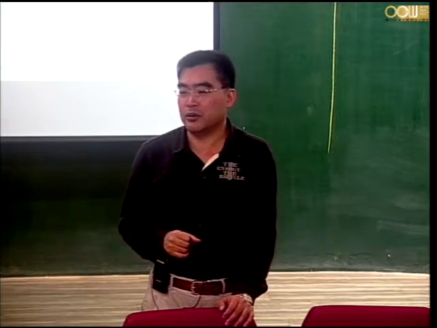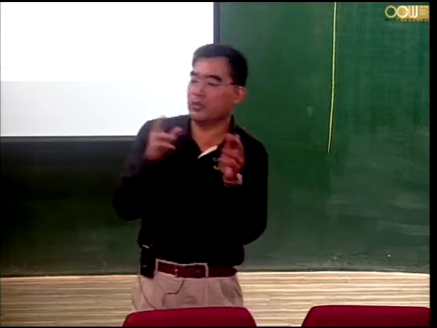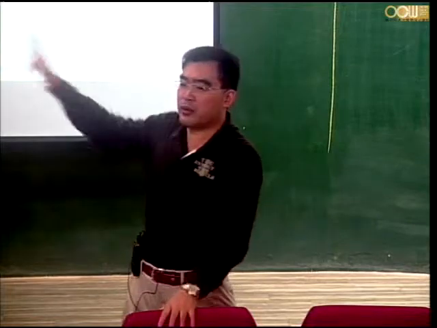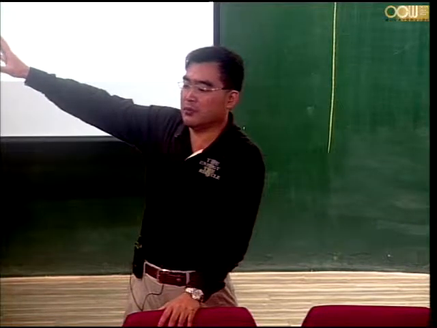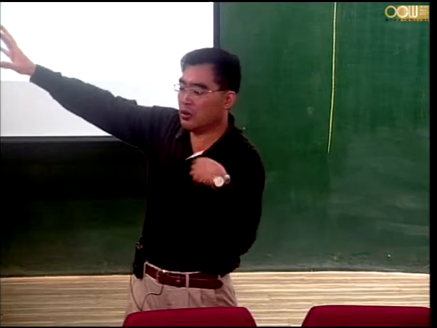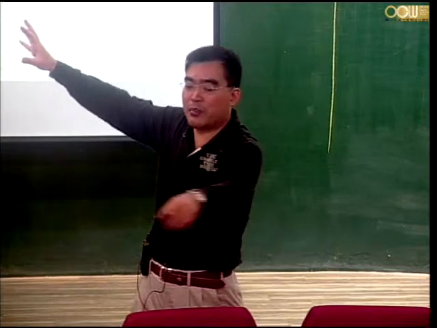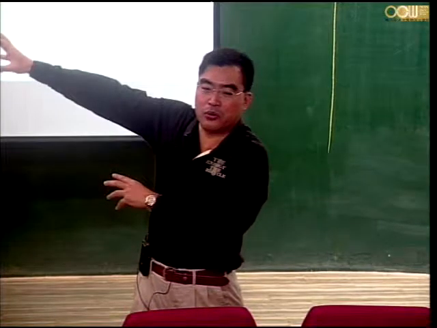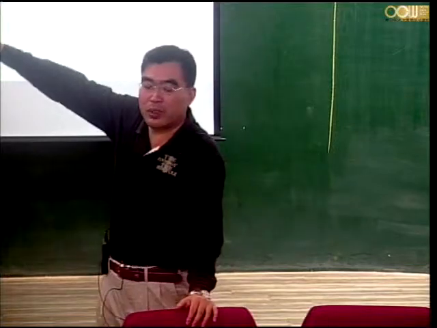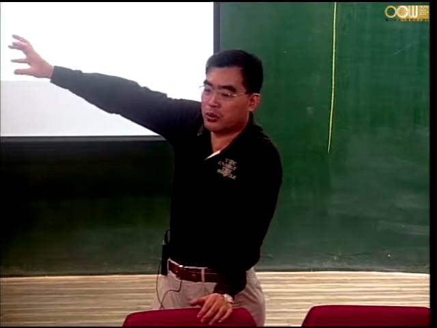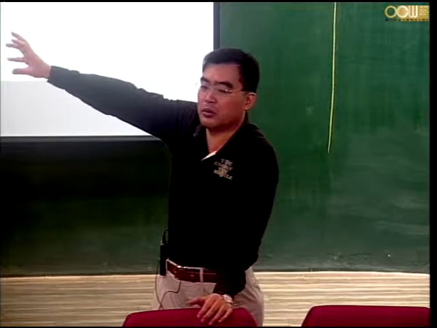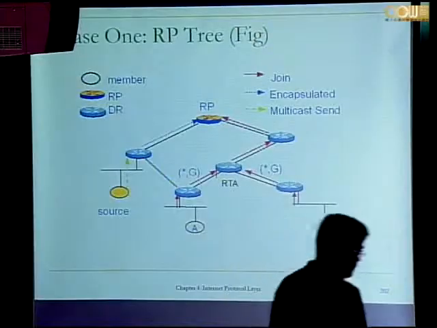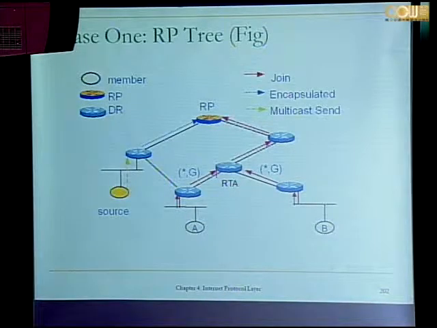You take the class D address and put it into a hash function, and you get a number, say 3. So router number 3 will become the RP, the rendezvous point. You talk, or I talk, or he talks, we would use the same hash function, and we would hash to 3, router number 3. So we would agree that router number 3 will be the rendezvous point for this multicast group. So that's by hashing.